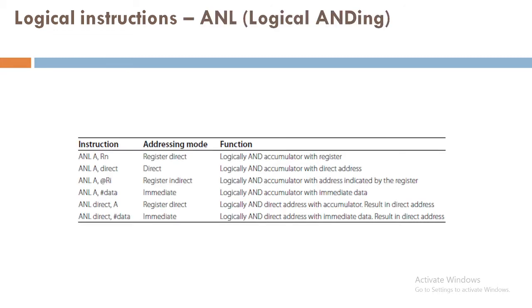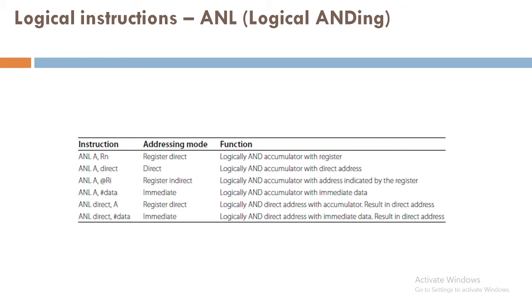If we talk about the ANL, that is the logical ANDing portion of it, here we can see we have different types of instructions that are possible under this. We have register direct type of instructions. We all know that in register direct type of instructions we can specify the direct address of the SFRs, that are the special function registers, and using that we can transfer the data or operate on the data using the instructions that we are going to use.